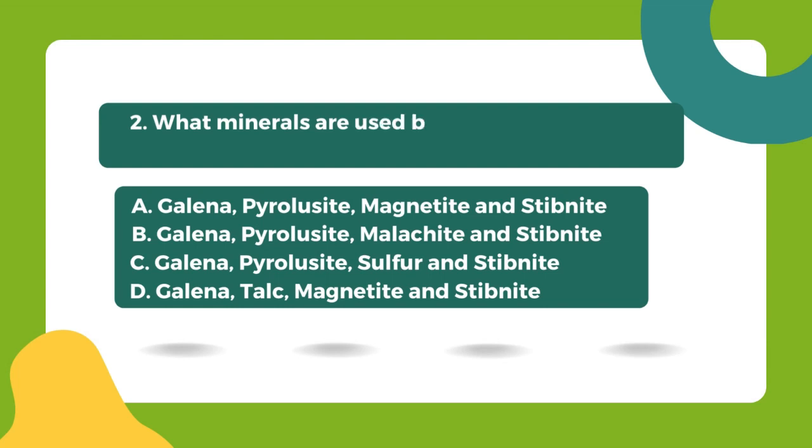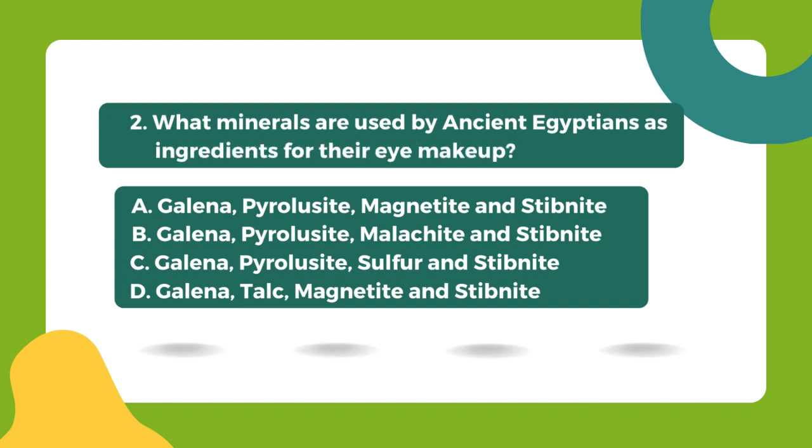Two, what minerals were used by ancient Egyptians as ingredients for their eye makeup? A. Galena, pyrolusite, magnetite, and stibnite. B. Galena, pyrolusite, malachite, and stibnite. C. Galena, pyrolusite, sulfur, and stibnite. Or D. Galena, talc, magnetite, and stibnite.